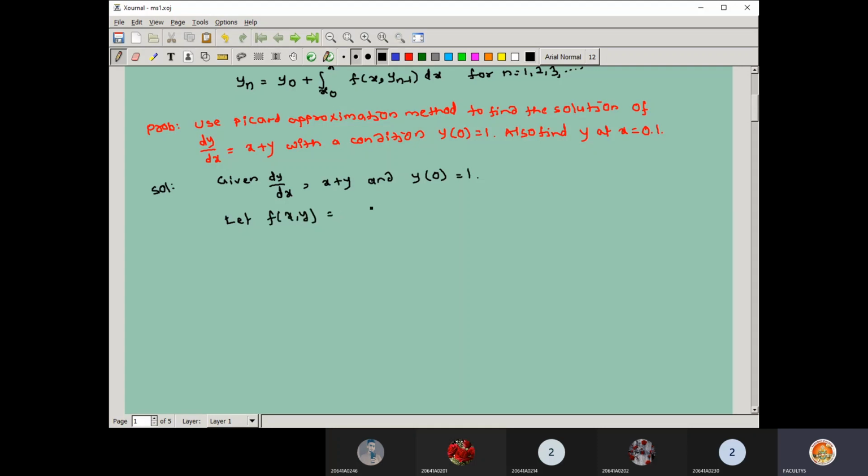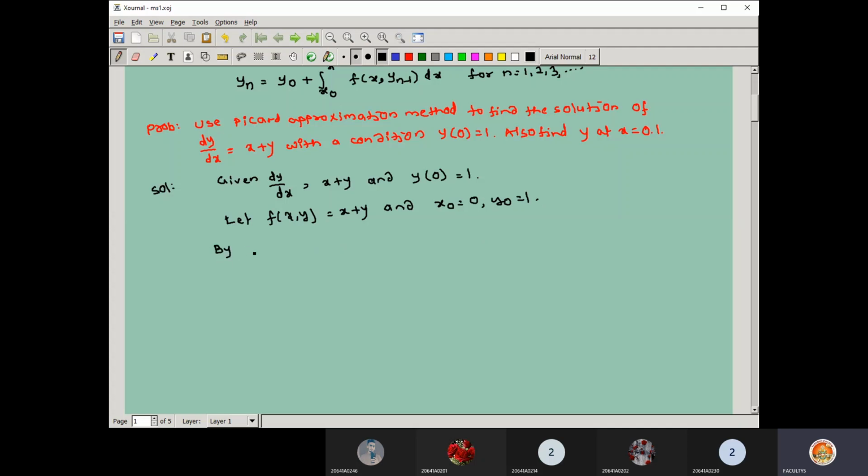What is the meaning of f of x comma y? Normally first order ordinary differential equation can be denoted by dy by dx equal to f of x comma y. So whatever may be the expression is there for dy by dx, you take it as f of x comma y, and the condition it is denoted by y of x naught equal to y naught. So here x naught is 0 and y naught is nothing but 1. So once you identify this, now I am applying Picard approximation method.